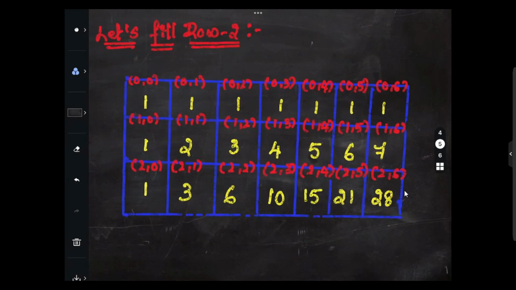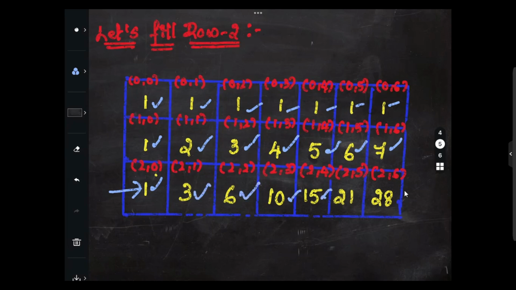So let's move on with row 2. We know how we got 1, 1, 1, 1, the first step, the initialization part. Now we know how we got 1, 2, 3, 4, 5, 6, 7. Let's do the same thing for row 2 as well, right? So here it will be 2 plus 1, 3, this one will be 3 plus 3, 6 in this case. The same goes for 10, 15, 21 and 28 as well.